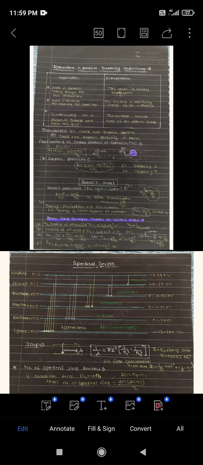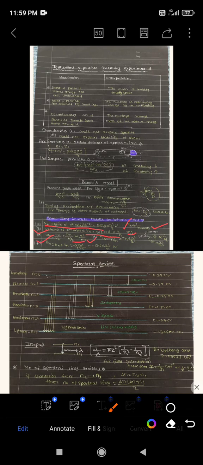First, radius of nth orbit is 0.529 n square by Z angstrom. Radius of nth orbit is inversely proportional to the mass. Velocity of nth orbit is 2.18 times 10 to the power 6 into Z by n, and its unit is meter per second. Angular velocity is vn upon rn. After putting the values of vn and rn, we will get that angular velocity is directly proportional to Z square and inversely proportional to n cube.